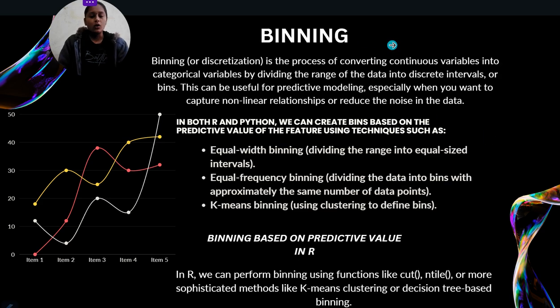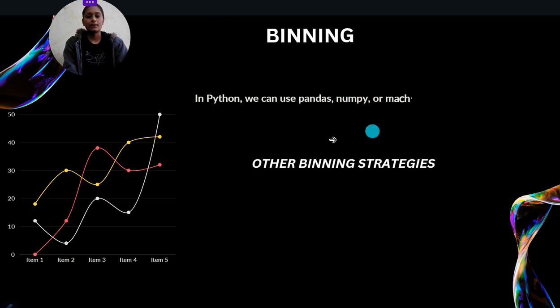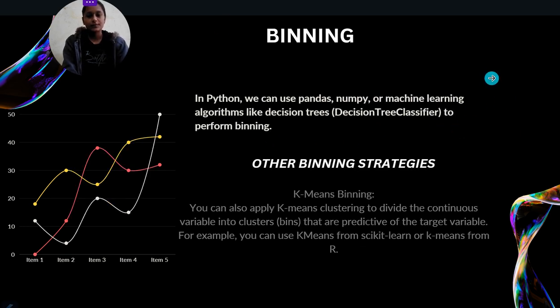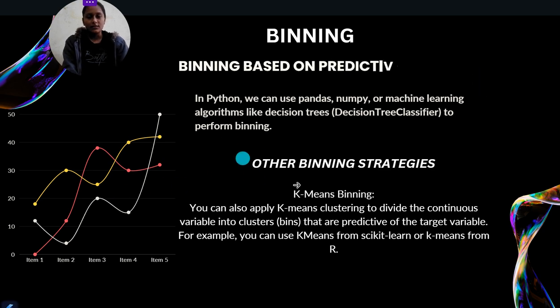Now, what is binning and how to perform binning in Python? Binning or discretization is the process of converting continuous variables into categorical variables by dividing the range of data into discrete intervals or bins. This can be used for predictive modeling, especially when you want to capture nonlinear relationships or reduce the noise in the data. Now, how to perform binning? Binning based on predictive value. In Python, we can use pandas, numpy, or machine learning algorithms like decision trees to perform binning.